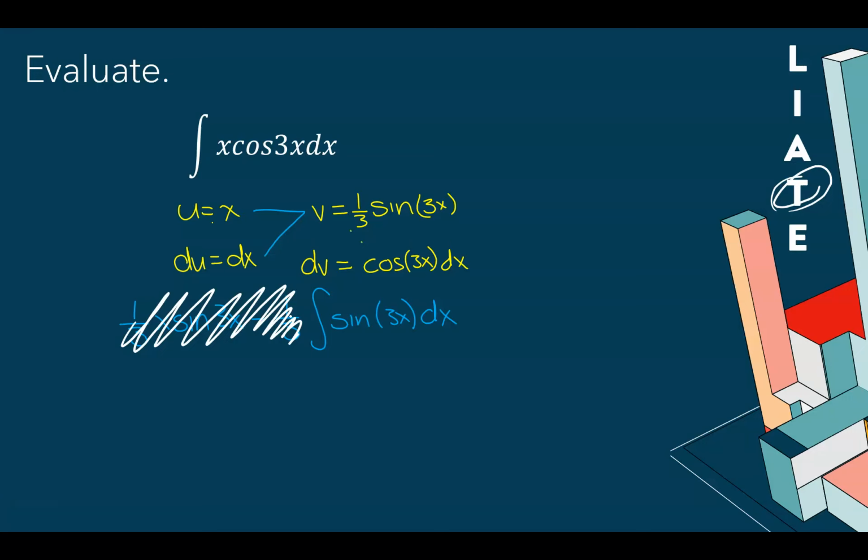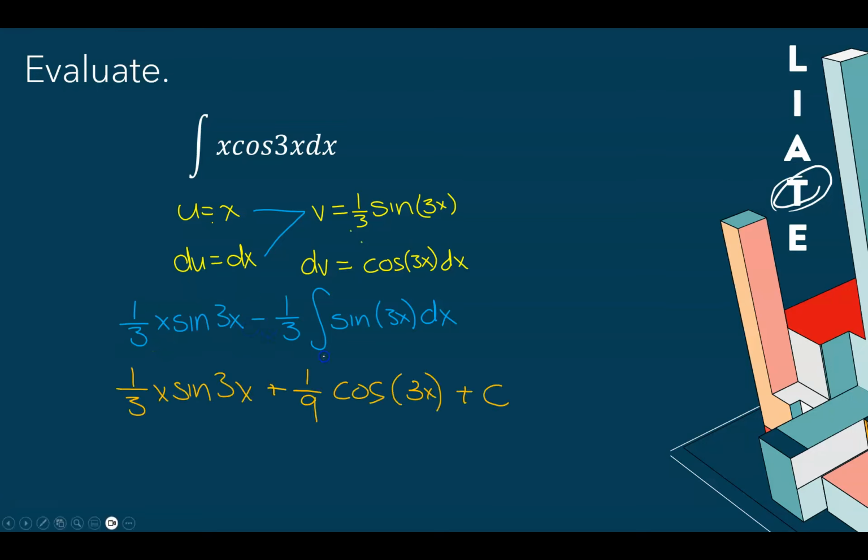Coefficients get a little bit weird here, so I can just kind of ignore them and think, well, what has the derivative sine of 3x? And the answer is negative cosine of 3x over 3. But don't forget, you have a 1/3 there, so we end up with plus 1/9 cosine of 3x. And now we're done, so we'll throw in a plus c.